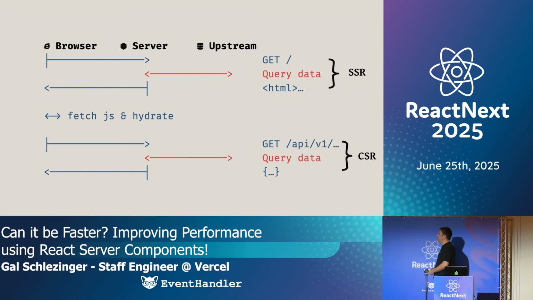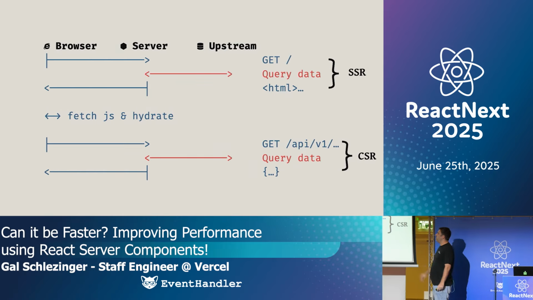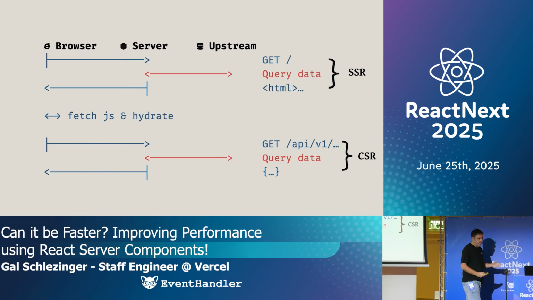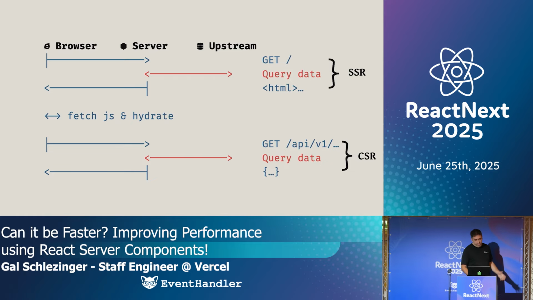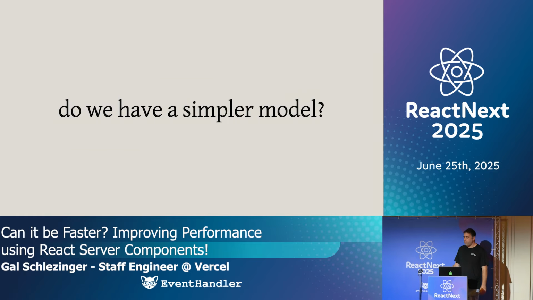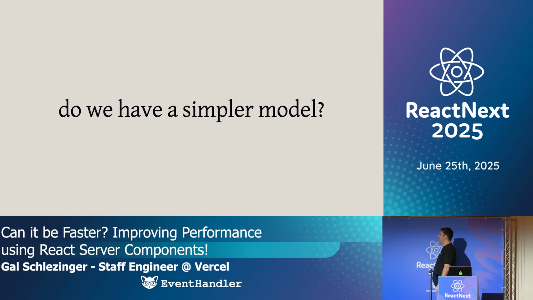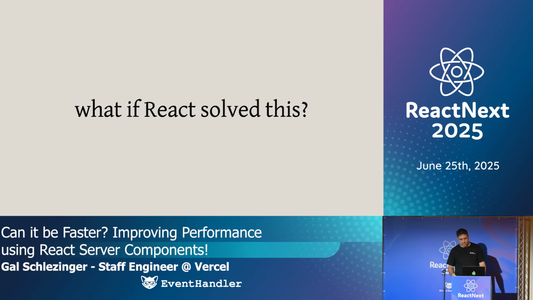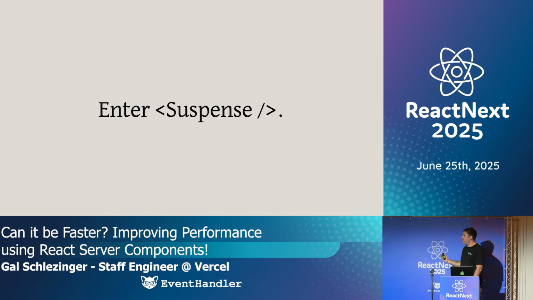And it works like this. We made the initial request to the server, queried the data from the server, responded with the full HTML, the full app being rendered, and then when the JavaScript hydrated, we made a request to an API, queried the data, got back a JSON, and we rendered. And that was fine. But what if we can have a simpler model for this? What if React solved this? Because we want React to solve these kinds of problems. And this is where Suspense comes in.